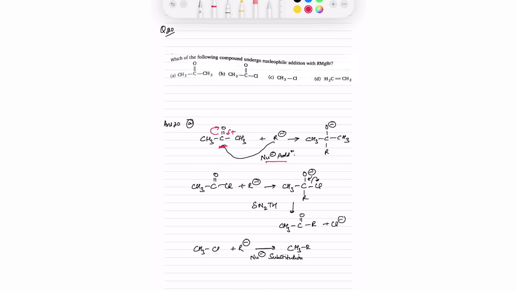Now they are asking about B. In B, R minus will attack, O minus will get the charge, then O minus will attack back and chlorine will be out. So it will form the respective ketone first, and this reaction is called SN2. Chlorine will act as a leaving group over here. In CH3Cl with R minus, it is simple nucleophilic substitution. R minus will attack, chlorine will be out, CH3R will be formed. And on alkenes, the reaction will not take place. The only reaction where you can see nucleophilic addition happening is A.